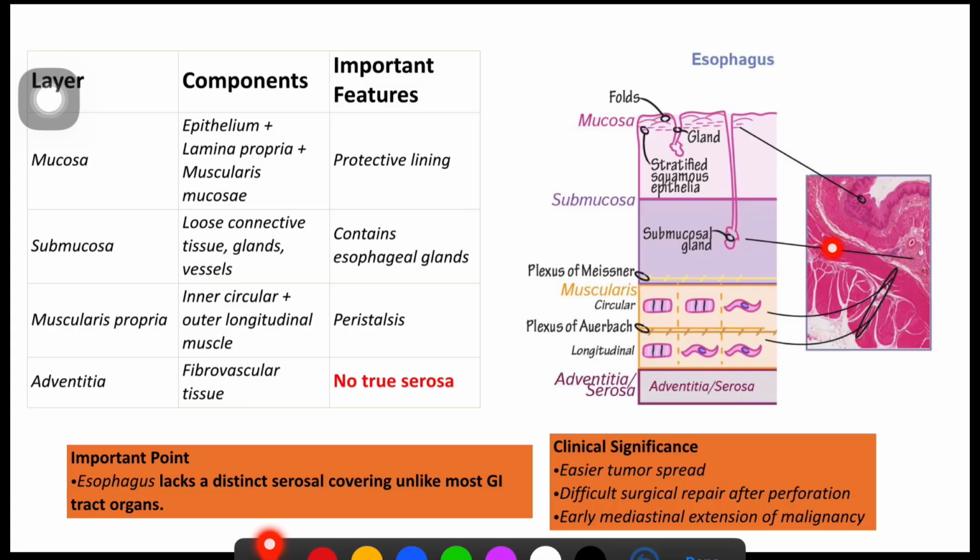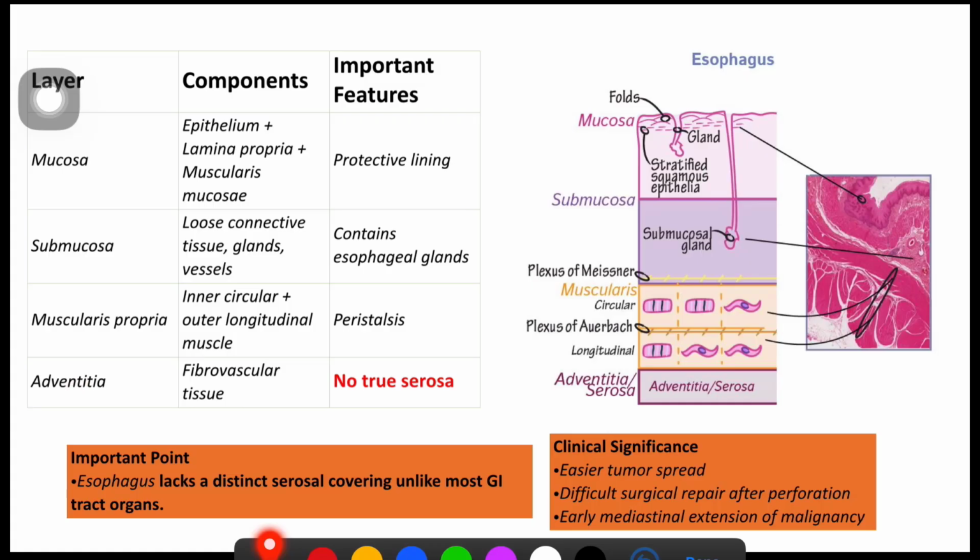It is on the outer side, having two layers of muscle, inner circular and outer longitudinal. In between mucosa and muscularis propria there is submucosa. Submucosa contains loose connective tissue, glands and vessels. It contains esophageal glands, also called submucosal glands. So, there are two types of glands, one in mucosa and the second in submucosa. We will see in the next slides the difference between these two glands.